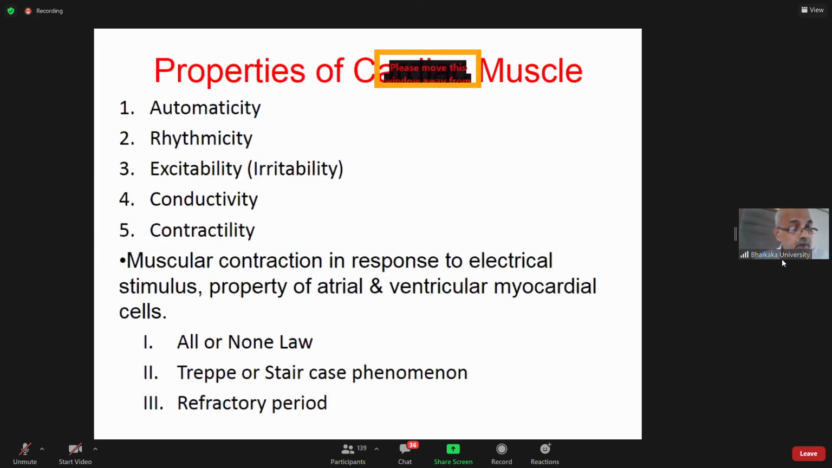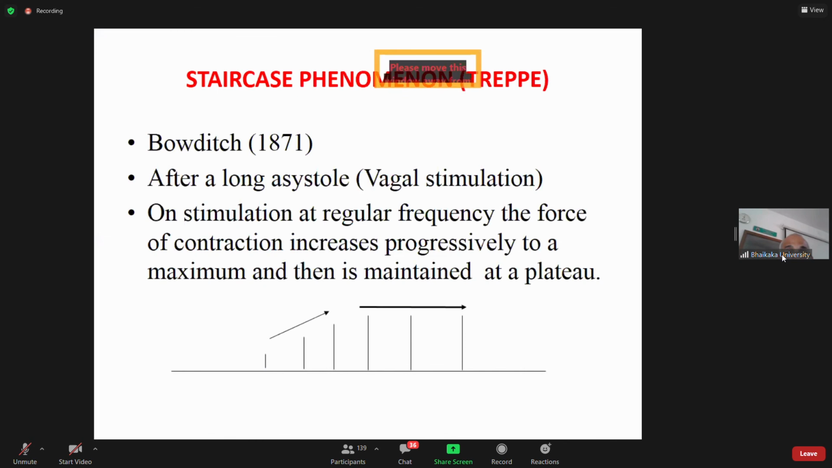Just 10 minutes. Let us take the staircase phenomenon, and then we'll stop the class. Now, staircase phenomenon, or treppe phenomenon, is also called Bowditch phenomenon. Bowditch phenomenon was described by the scientist Bowditch in 1871.